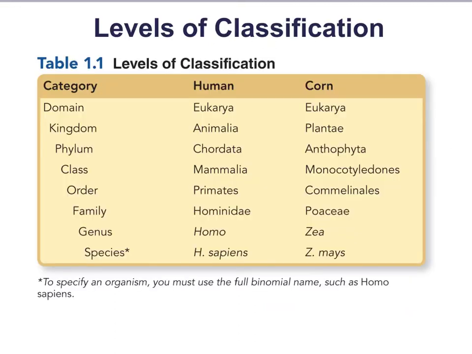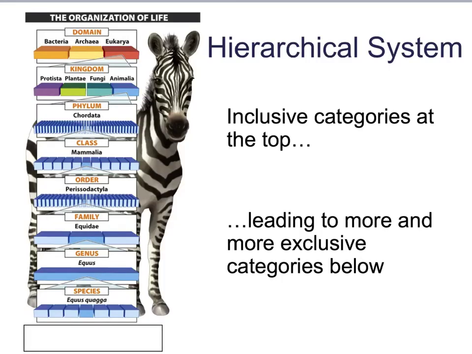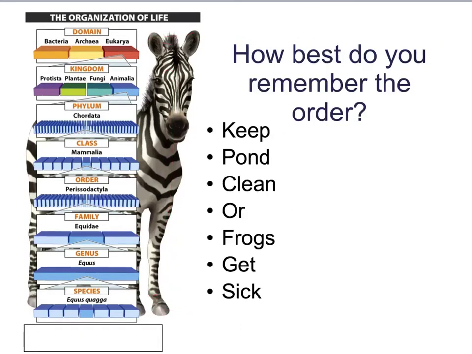Now look at the levels of classification. So remember, I wanted you to remember the order of these categories, and your book has some examples there, so I'd like you to look over this table. In order to help you remember this hierarchical system, remember you have inclusive categories at the top, and then you're going down to the bottom, and at the bottom you have more exclusive categories.